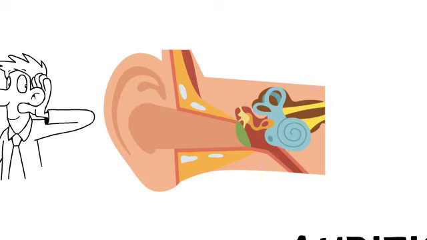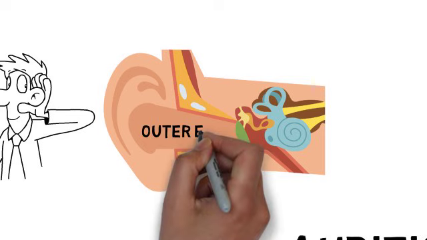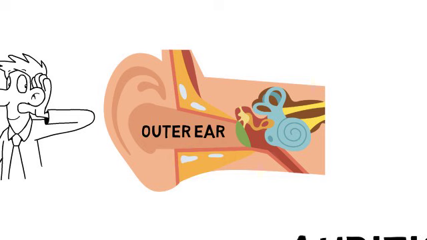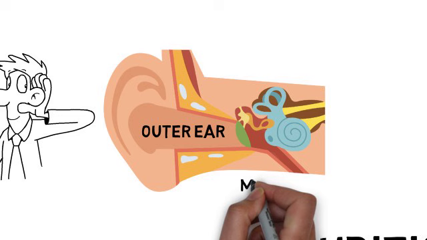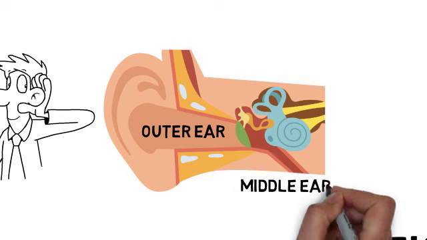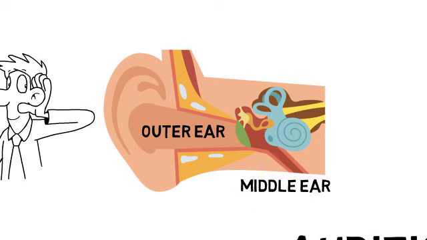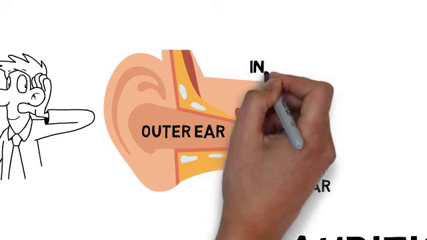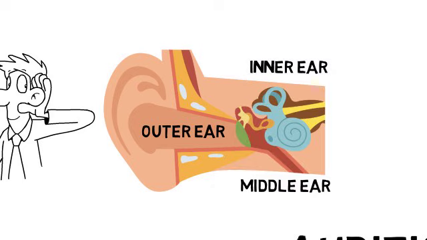The main parts of the ear involved in hearing include the outer ear, which involves the pinna and the ear canal, which funnel sound waves to the eardrum; the middle ear, which contains the eardrum and 3 tiny bones called ossicles, the malleus, incus, and stapes, that amplify sound vibrations; and lastly, the inner ear, which contains the cochlea and auditory nerve, where sound waves are transformed into electrical signals sent to the brain.